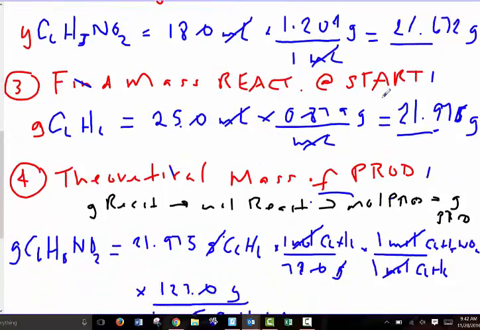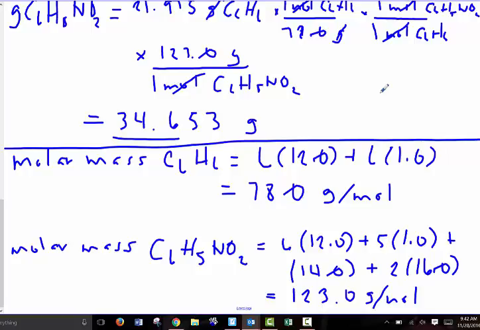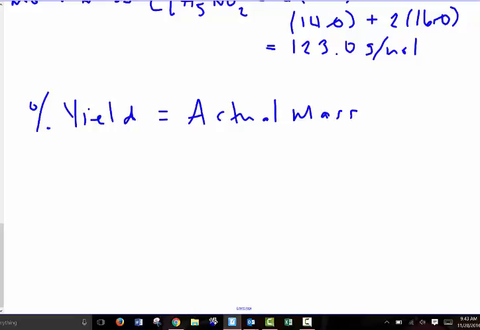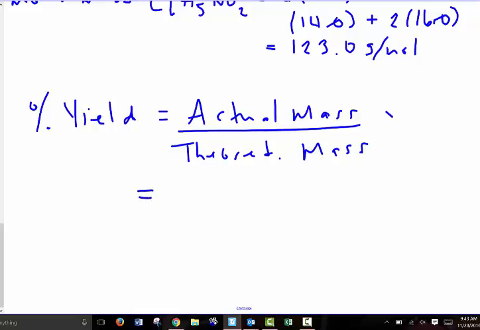So percent yield. Remember, percent yield is how much you actually got over how much you should have got. So it's your actual mass of your product over your theoretical mass, how much you should have got. Then we times that by 100% to get our answer. So for the actual mass, you have to go back, and that's nice if you have your calculations really clearly laid out.